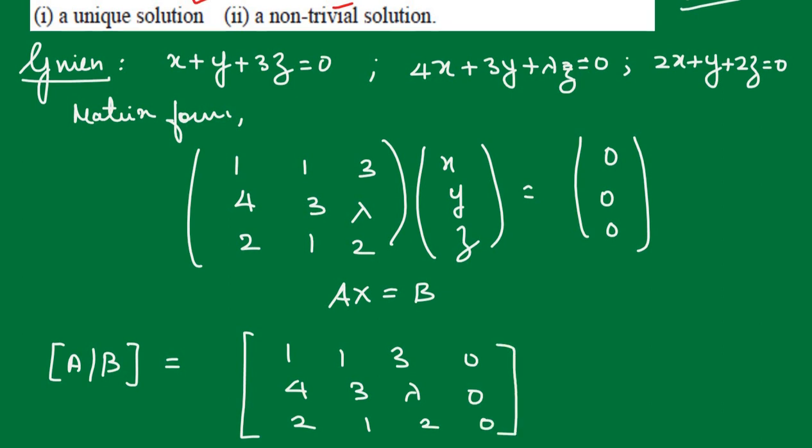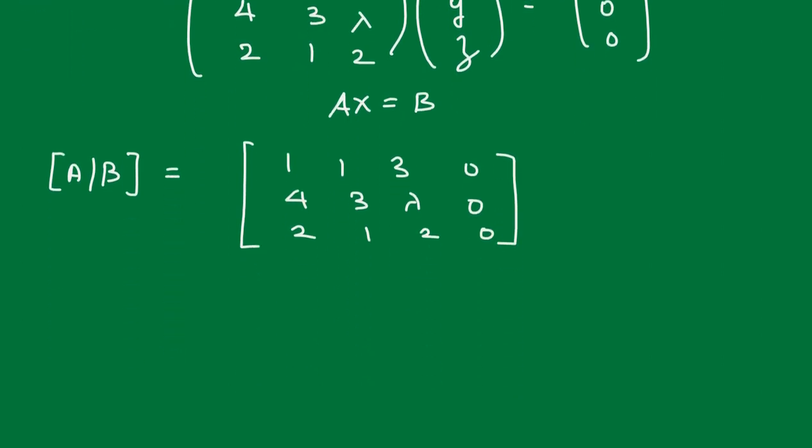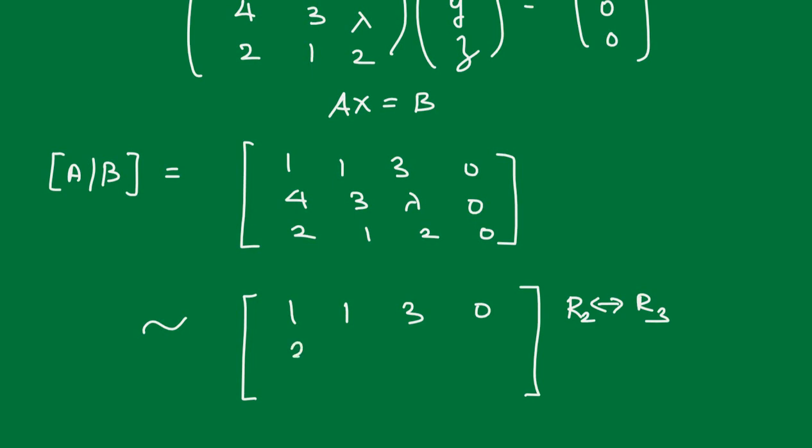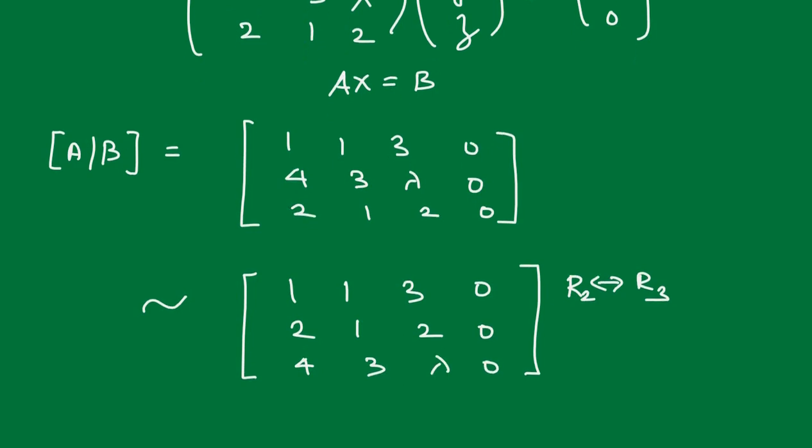Now we bring this matrix to an equivalent matrix. Let me interchange R2 and R3 first. The first row remains as it is. The third row becomes the second row, and the second row becomes the third row. We have interchanged to simplify.